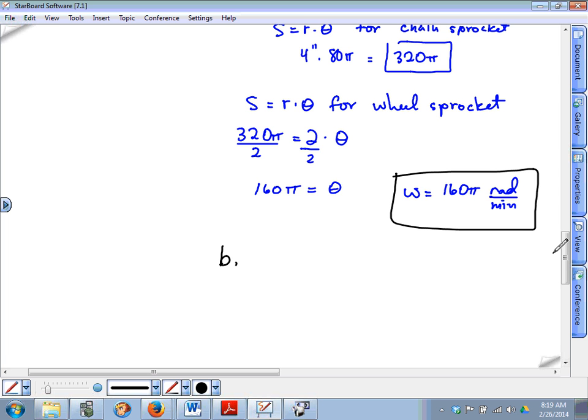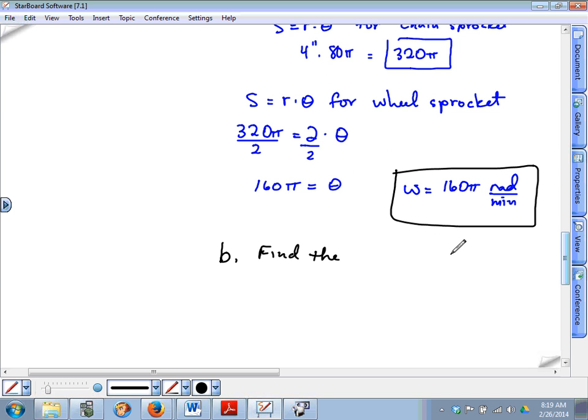Well, what do you think I'm going to ask? Speed of the bike is moving. Yeah, find the speed of the bike. No, if she's only pedaling 40 RPM, it's not going to be very fast. Find the speed of the bike. Find the linear speed.